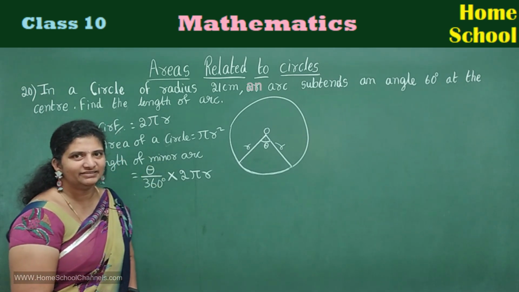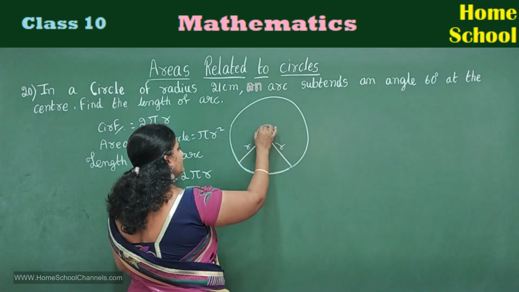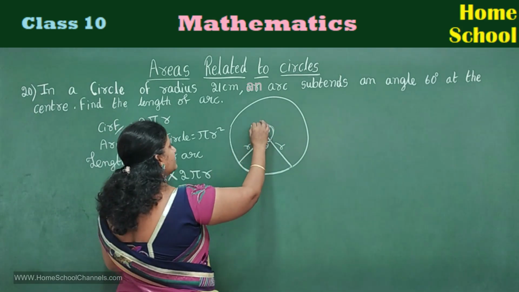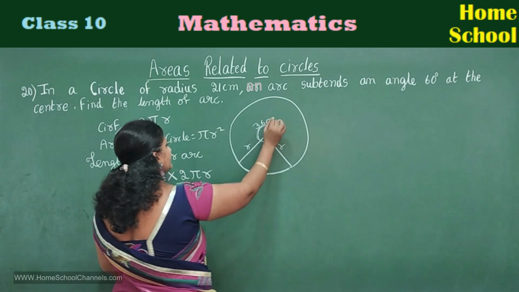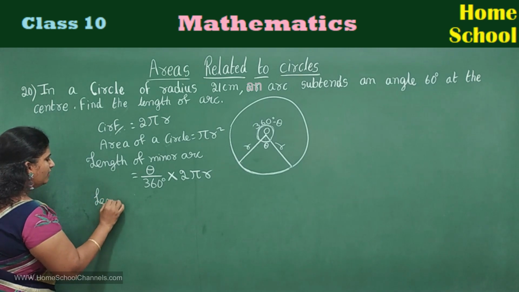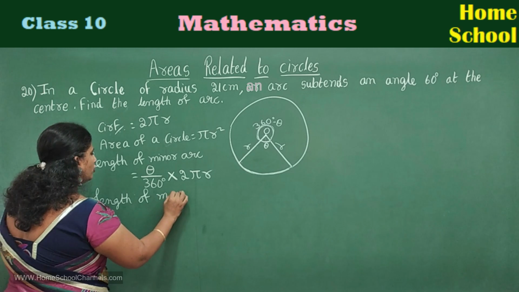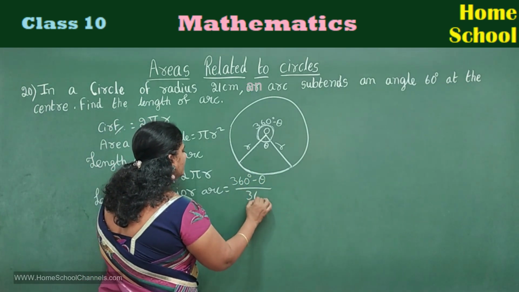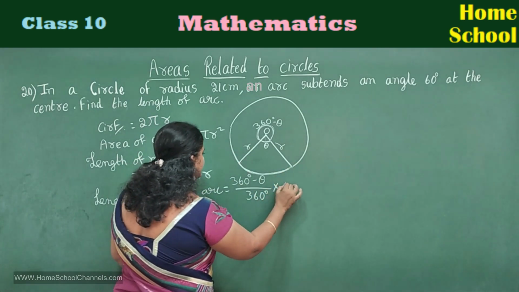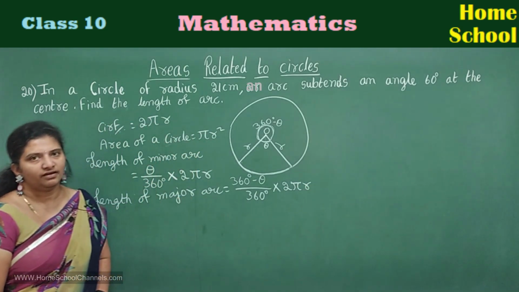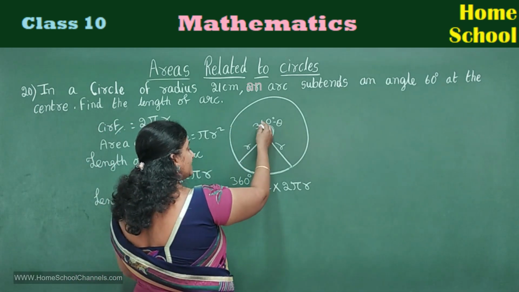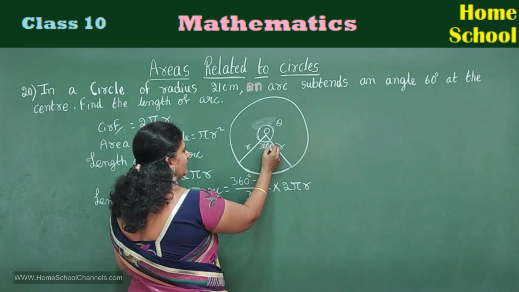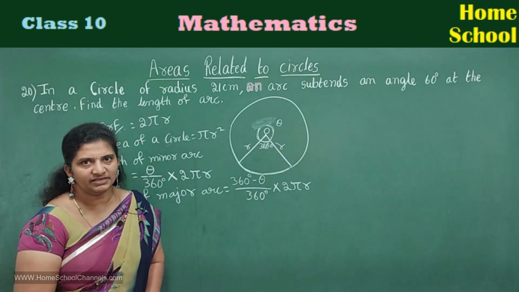Then what about the major arc? See here. What is this angle? This angle is theta, but the complete angle is 360. Then this angle will be 360 degrees minus theta. Length of major arc is equal to 360 degrees minus theta by 360 degrees into the circumference, 2 pi r. If this angle is theta given, then this angle must be 360 degrees minus theta.